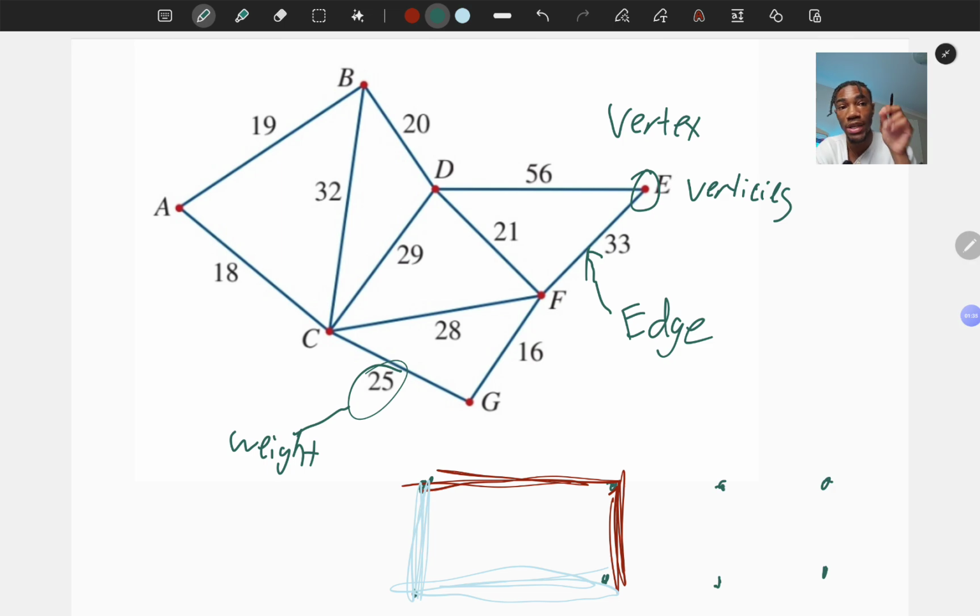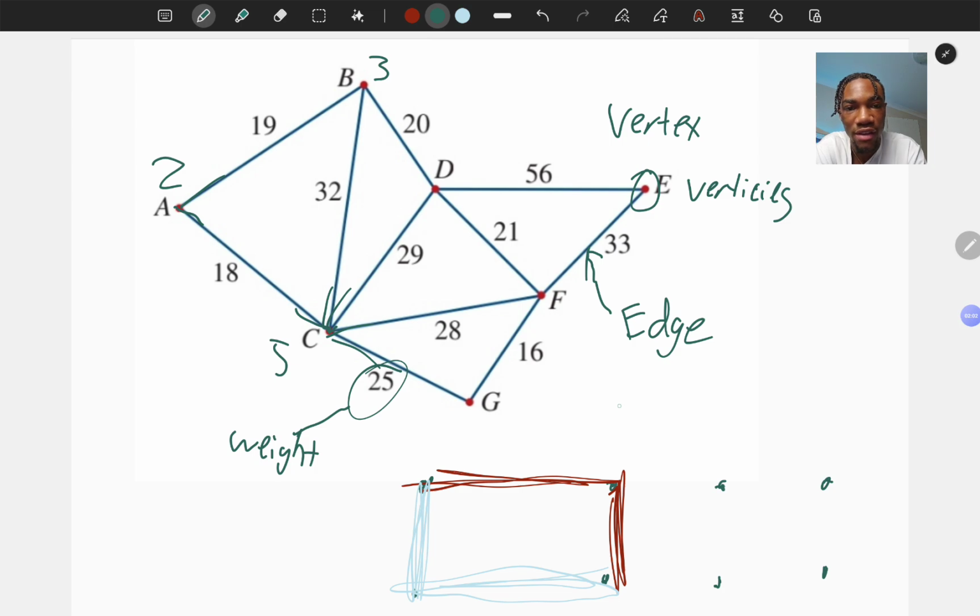And then the last term we need to know is a degree. A degree is simply how many lines come out of each dot. So the degree of A, 2 lines coming out of it, so it's going to be 2. Degree of B, 3 lines coming out of it, so it's going to be 3. Degree of C, 1, 2, 3, 4, 5. 5 lines coming out of it, so the degree of C is going to be 5.